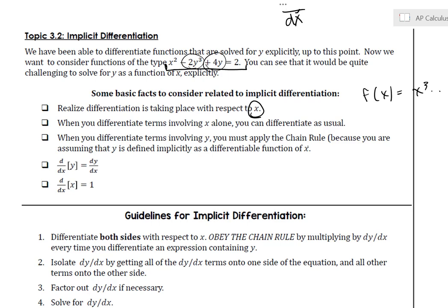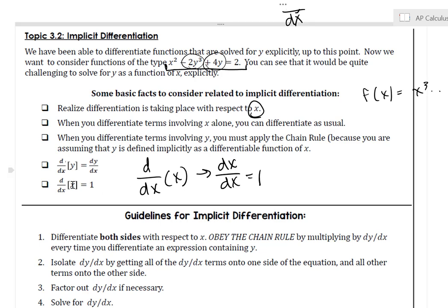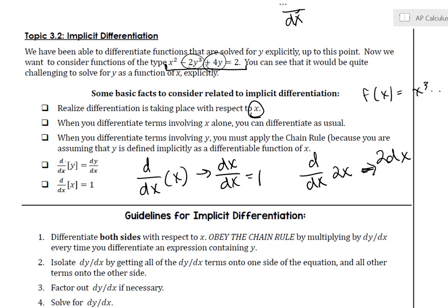That sounds like a mouthful, but what we're saying here is if we have the derivative of something with respect to x, so d over dx of y, what that is, is dy over dx. Whereas if I take the derivative with respect to x of x, that becomes dx over dx, right, which is 1. So that's kind of where this is all coming from. Think about if you have d over dx of 2x, what that gives us is 2 dx over dx, and that's where that 2 comes from. So just keep that in mind as we go.